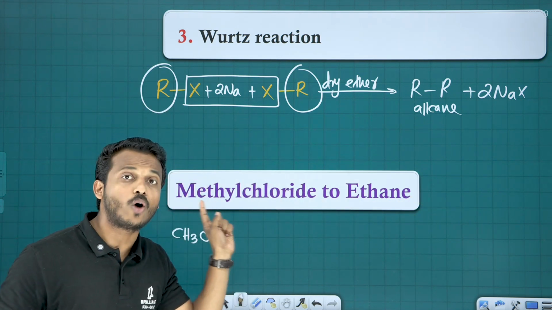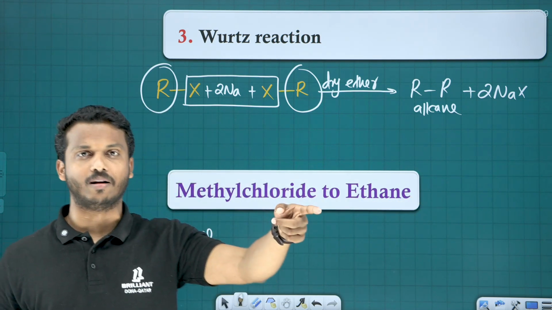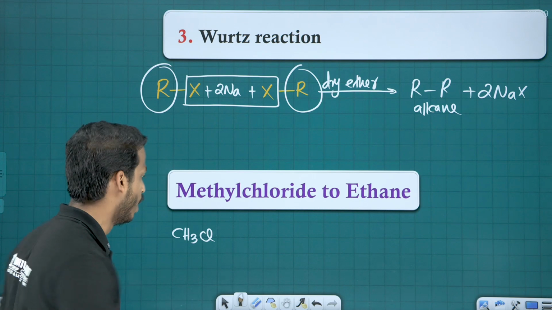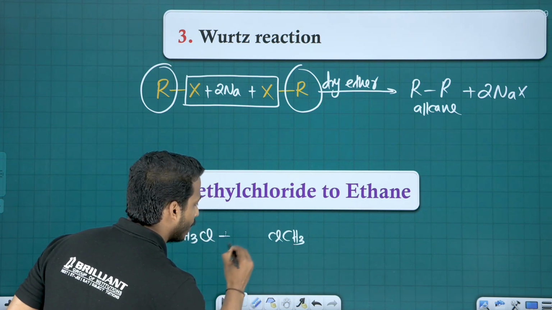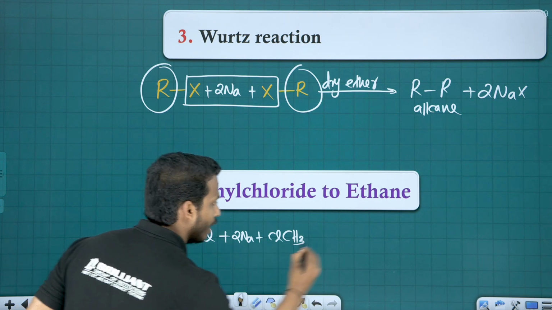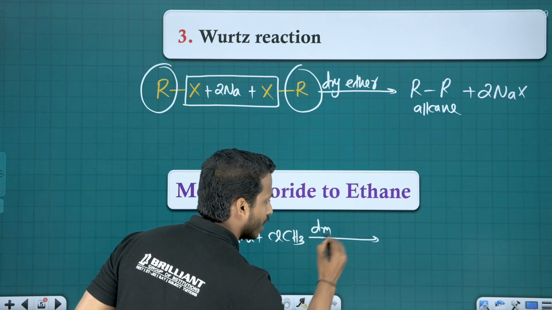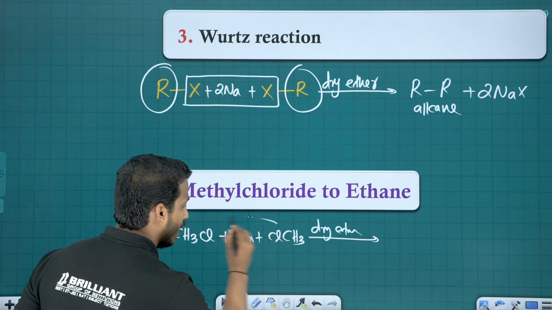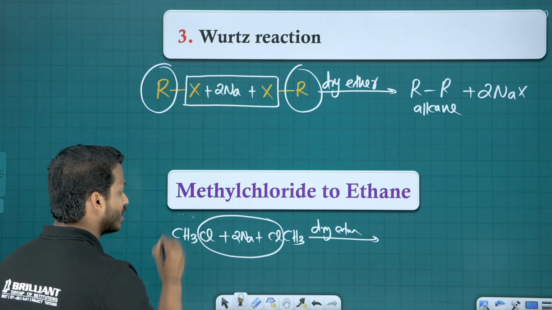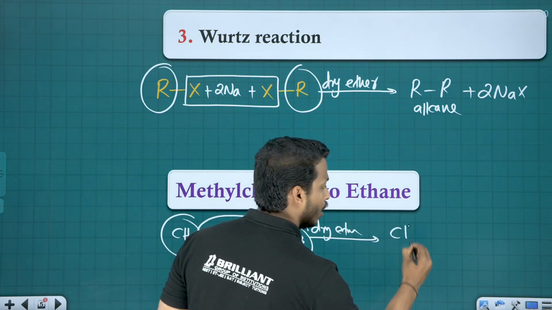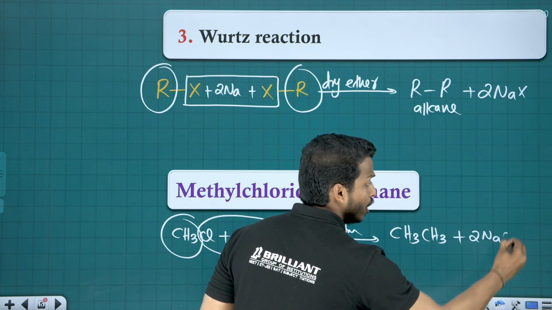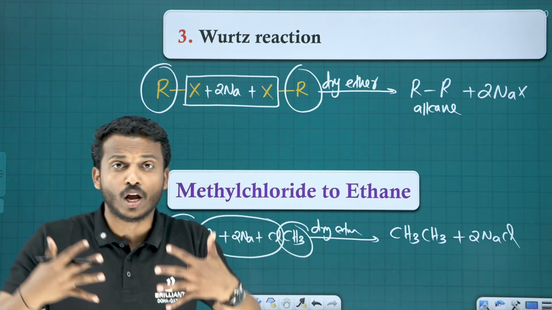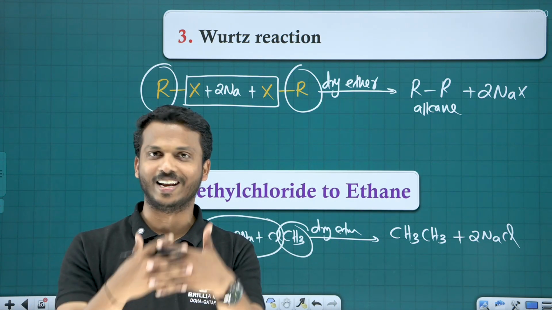So if you want to double the carbons of a haloalkane, my dear, use Wurtz reaction. So this is one methyl chloride. This is another methyl chloride. Let me react with sodium in the same dry ether medium. What happened? The NaCl goes out and the CH3 joins with the CH3. You get ethane plus 2 NaCl. So what is the purpose of Wurtz reaction, my dear? To combine two haloalkanes.